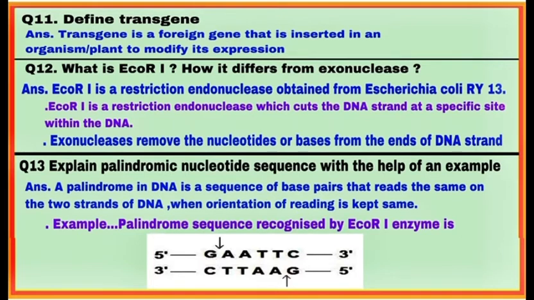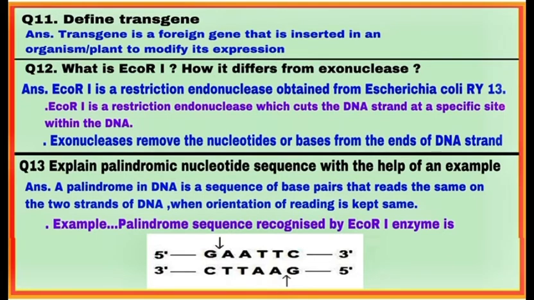EcoR1 is a restriction endonuclease enzyme which is obtained from bacteria Escherichia coli RY13. It is used to cut DNA at a particular specific site present within the DNA, whereas exonuclease cuts DNA from the end and removes the nucleotides or bases from the ends of the DNA strand.